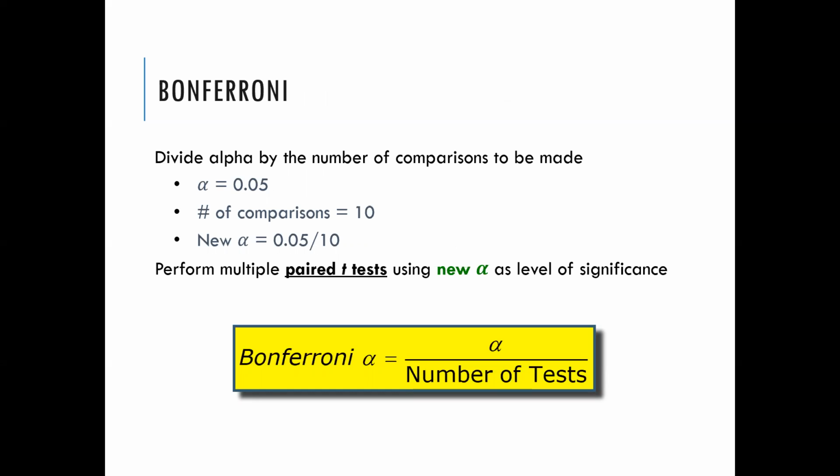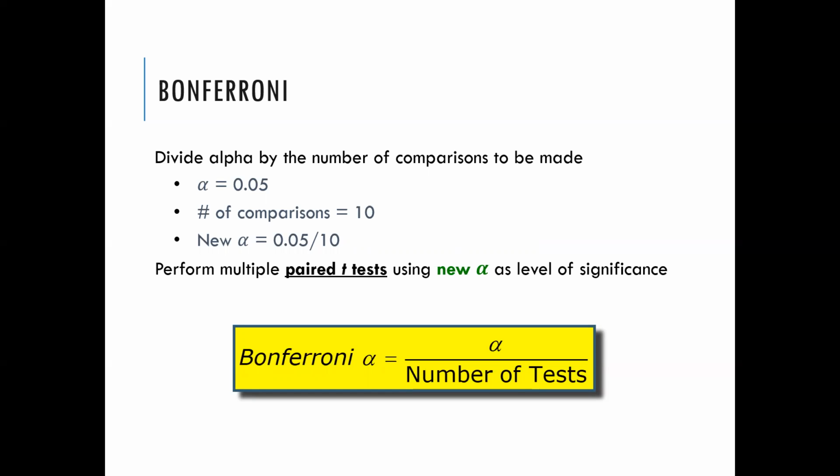Okay, so the first correction, or post-hoc test, or it's really more of a correction, is the Bonferroni method. In this case, we would divide the alpha by the number of comparisons to be made. Typically our alpha level is set to 0.05, and let's say we're making 10 different comparisons. So our new cutoff for the p-value would be 0.05 divided by 10, which is now 0.005. For example, if we were to perform multiple t-tests, then we would use this new alpha, 0.005, as our level of significance.